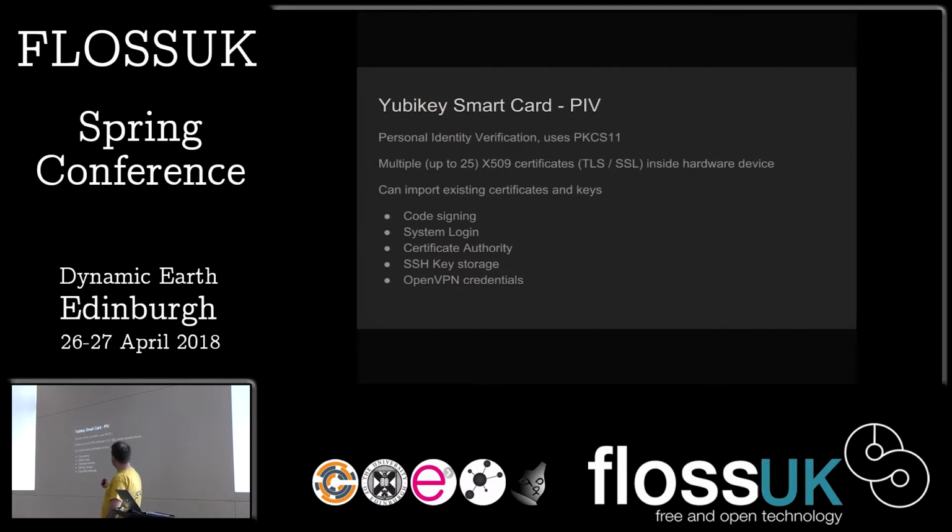The PIV application is basically a Java applet which runs inside your Yubikey and can store, on the new Yubikeys, up to 25 certificates. On the older ones, I think it's 6. And they are X.509 certificates. You can generate them on the key, or you can generate them off key and push them onto the key. They're basically TLS or SSL certificates. You can pull in, as I say, existing keys.